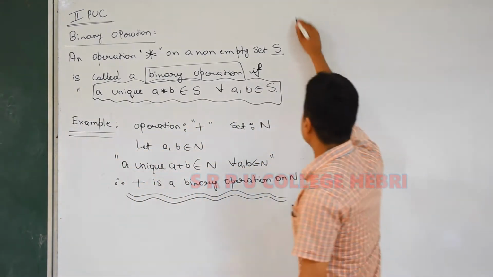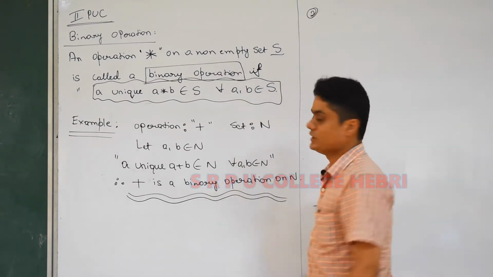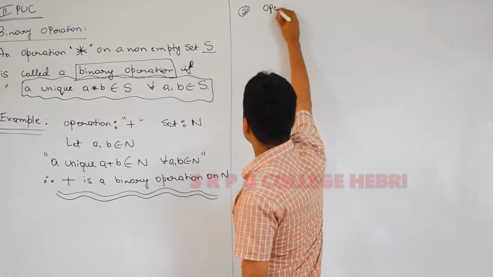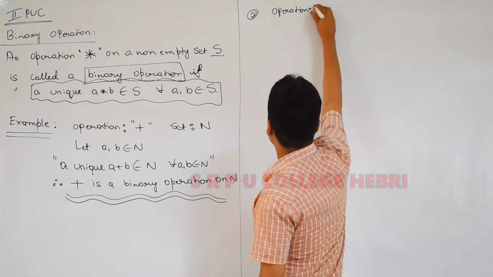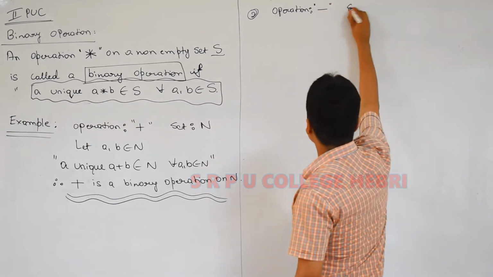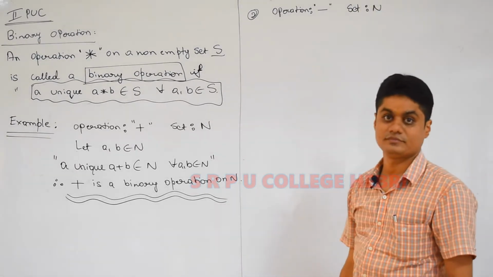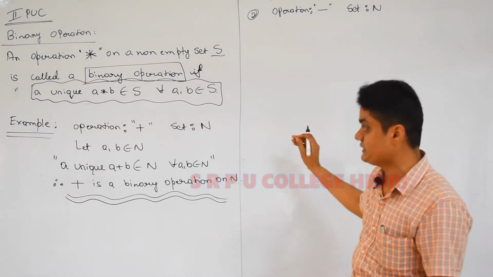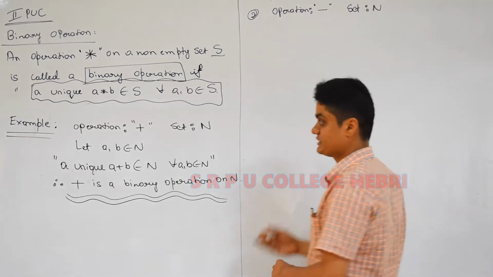Let me take one more example. See example number 2. Like this only I will take an example. First I will consider an operation. The operation is minus, subtraction. The set is natural numbers. Don't think that I am teaching how to add and subtract. Yes, I am explaining that, but it is not only that. That part you know already. So I am explaining more than that.